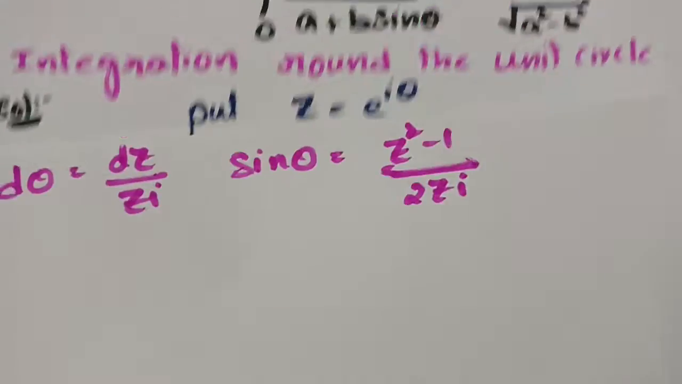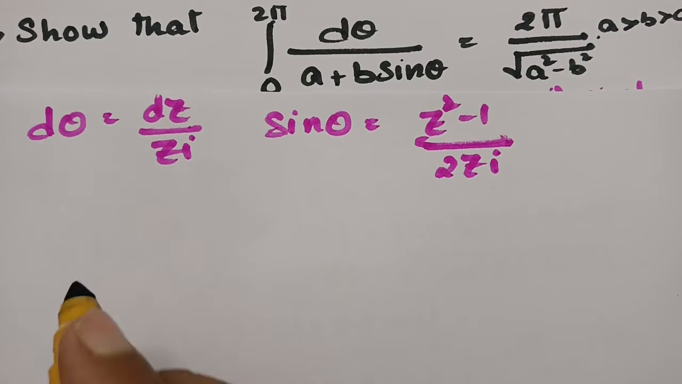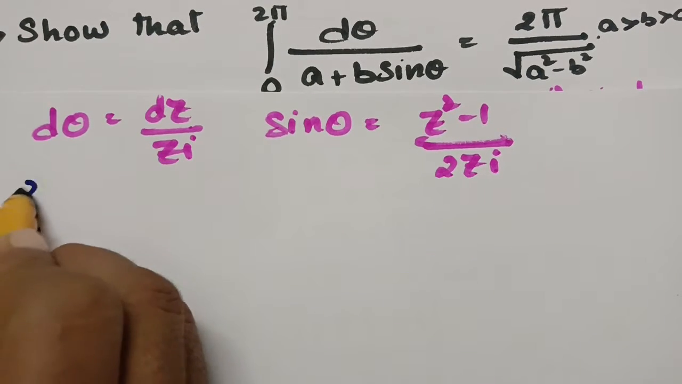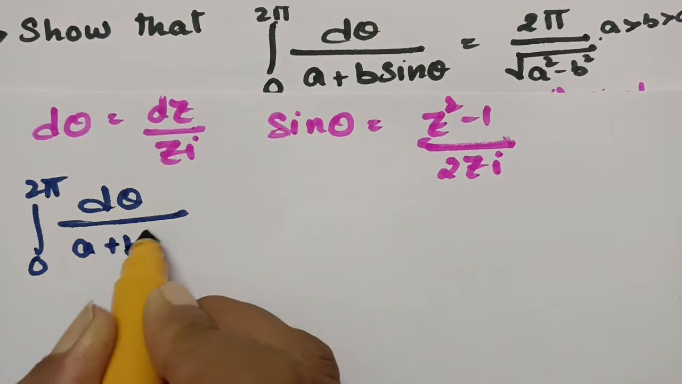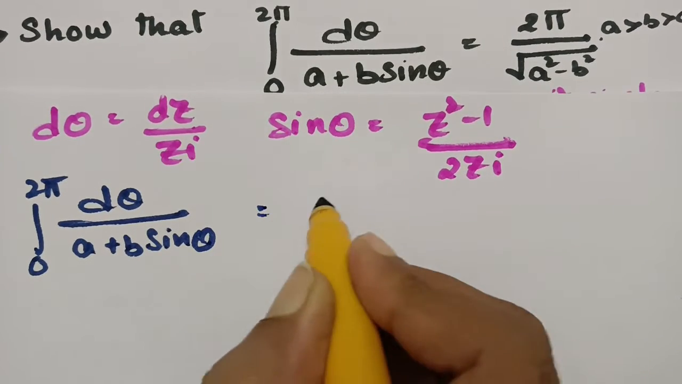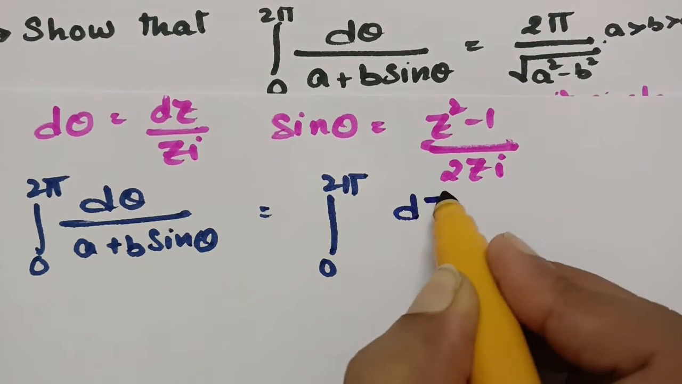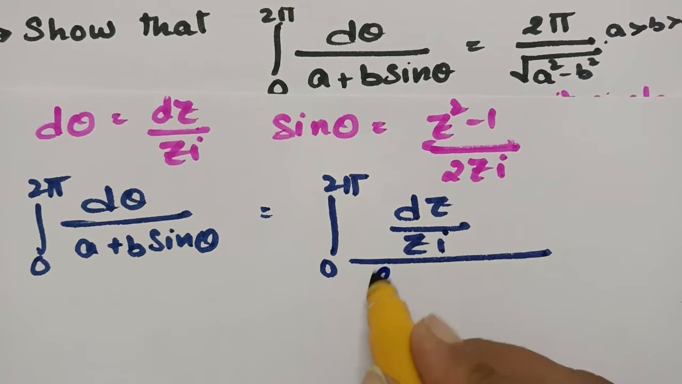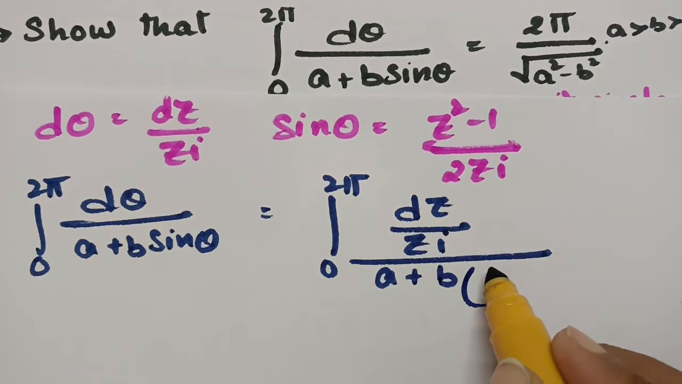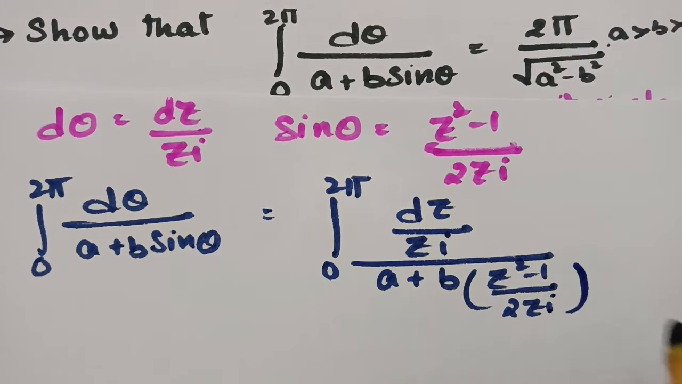Now I have to substitute everything in this. After substituting, the integral from 0 to 2 pi d theta by a plus b sine theta is nothing but the integral from 0 to 2 pi of, d theta is dz by zi, by a plus b times sine theta, which is z square minus 1 by 2zi.